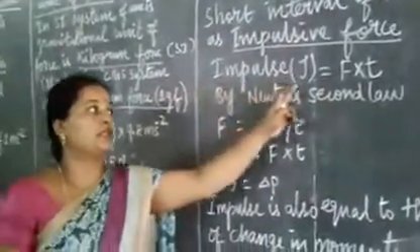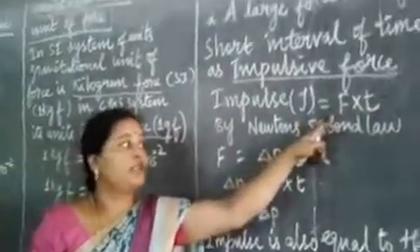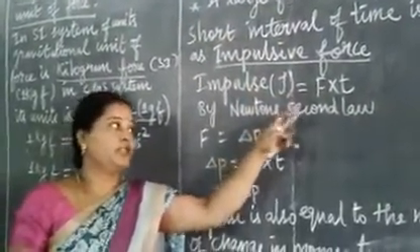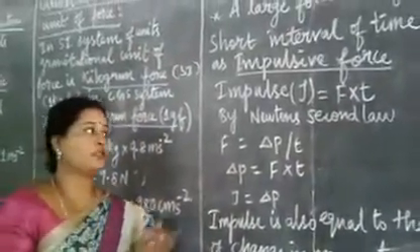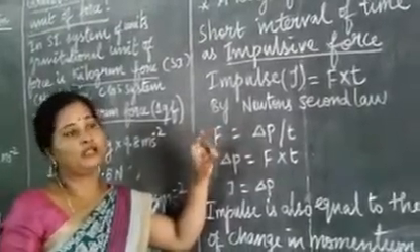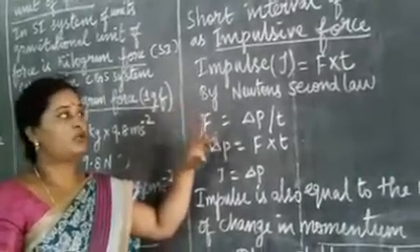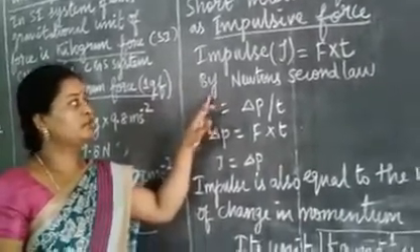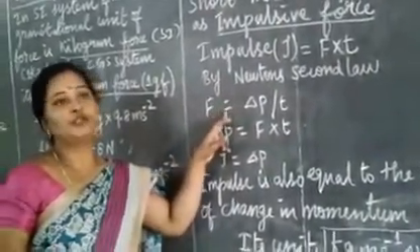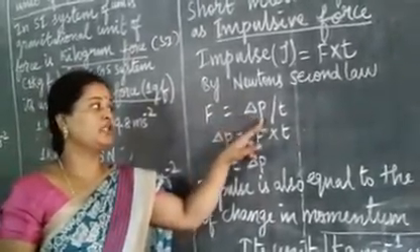Next, impulse is denoted as J equals force into time. So how can we calculate the time and force for a short period and a longer period? That means a larger force or a smaller force acting over a shorter time or a longer time. According to Newton's second law, F equals m into a, mass into acceleration, otherwise the change in momentum by time.